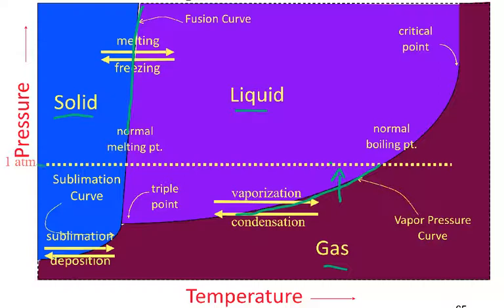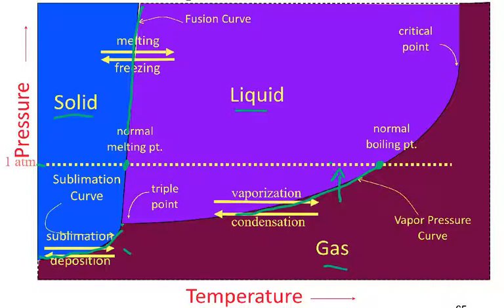Here is 1 atmosphere, so atmospheric pressure. So the normal melting point is going to be at 1 atmosphere, where you go from a solid to a liquid. The normal boiling point is over here, where you go from a liquid to a gas at atmospheric pressure. Farther down here, you can see there are temperatures and pressures where you go from a solid directly to a gas. So that's going to be low temperature and low pressure. You have the sublimation curve here.